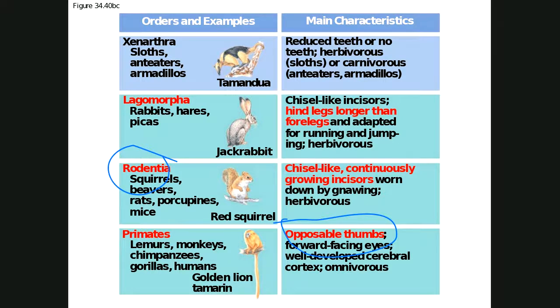Rodents have continually growing incisors, their front teeth. If they don't have something to wear them down on, they'll get too long. They wear them down to keep them at a reasonable length by using them to gnaw and stuff.